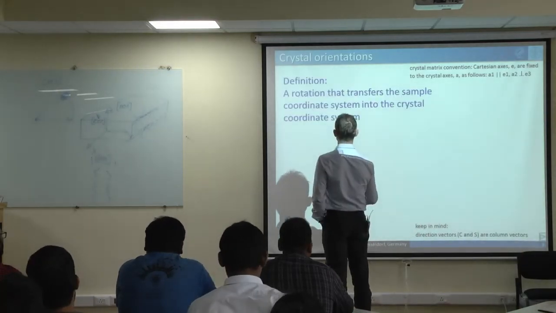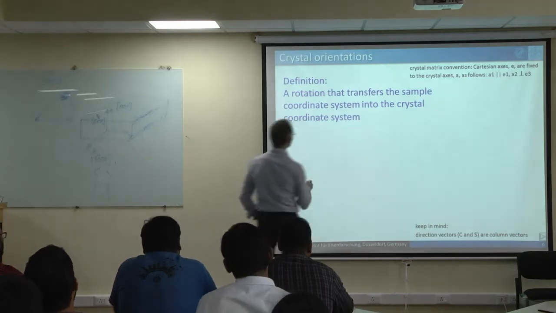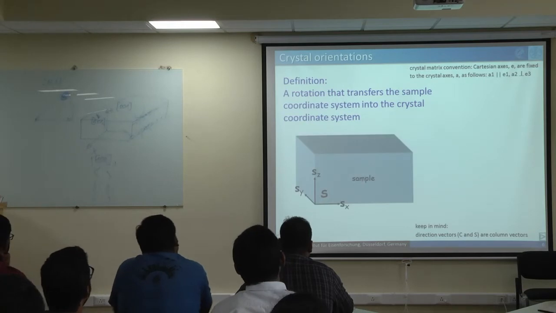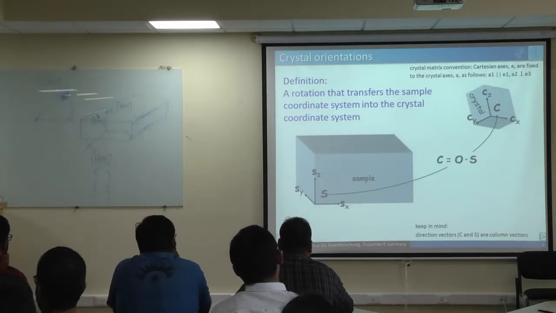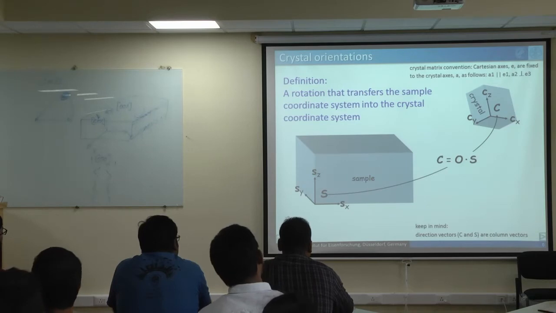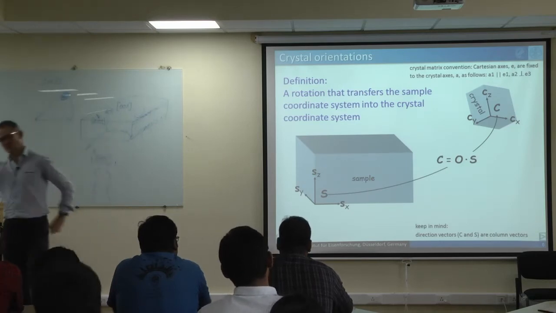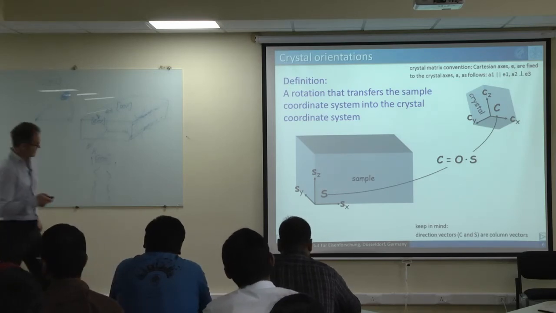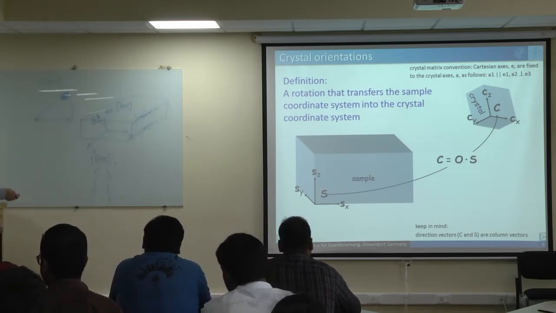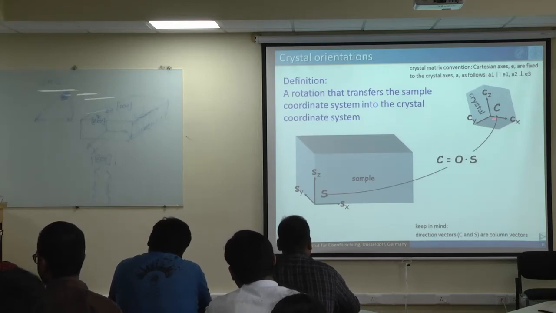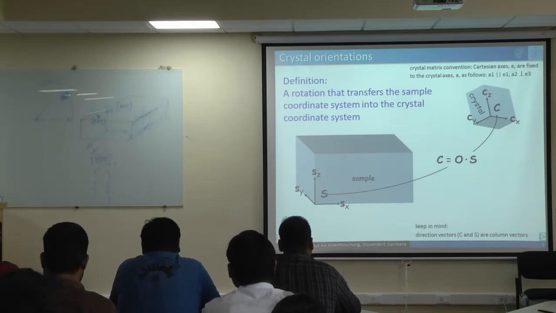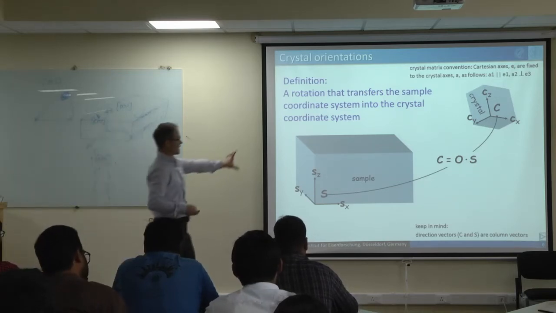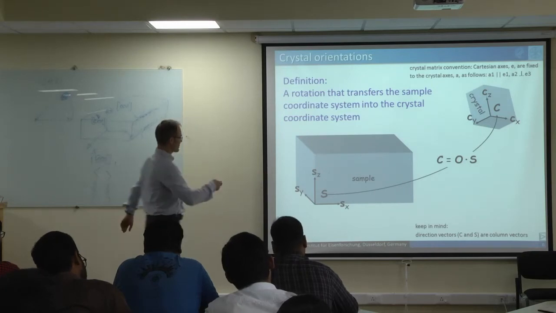Crystal orientations, what's that? You remember yesterday in the beginning I showed you what is a crystal orientation. It's just the rotation of the sample into the crystal. And now we go to misorientations, which is not a big extension of that. We are now not measuring the orientation of a crystal with respect to the sample, but we are measuring the orientation of a crystal with respect to another crystal. So instead of having a sample here, I have a crystal here. And that's in principle all.